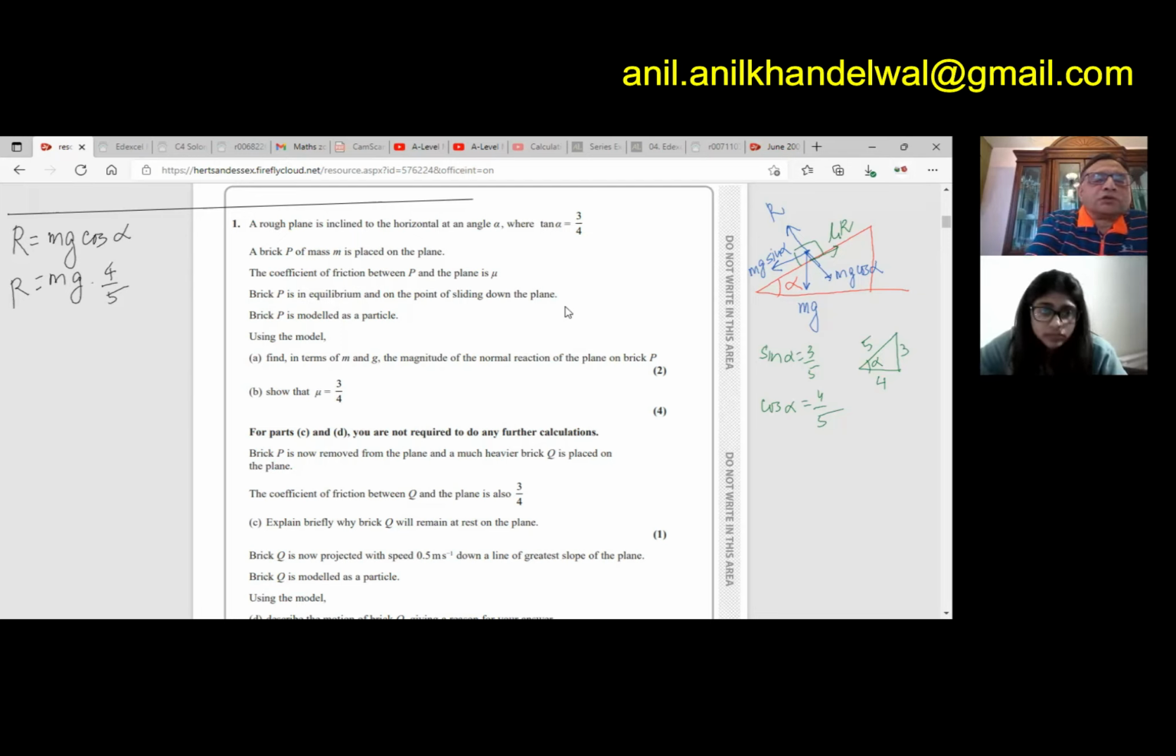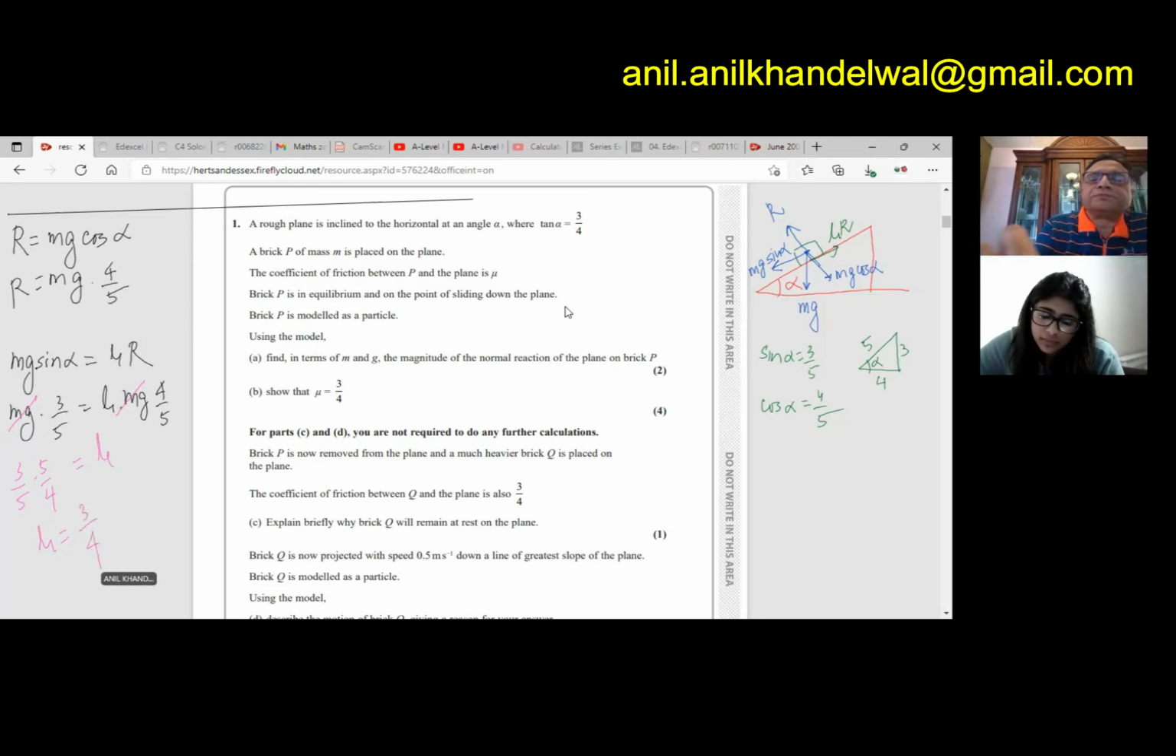So we'll resolve the other forces, which is mg sine alpha equals mu times R. So we have mg sine alpha, which is 3 over 5, and mu times R, which is mg times 4 over 5, correct? Now, in this equation, you can cancel mg and mg. You can find the value of mu, which is 3 over 5 times 5 over 4. And so you get the value of mu as 3 over 4.